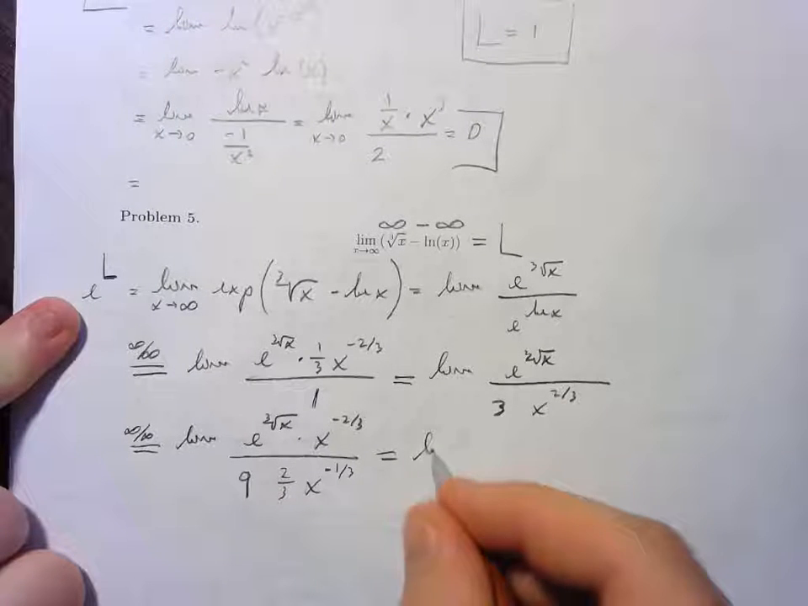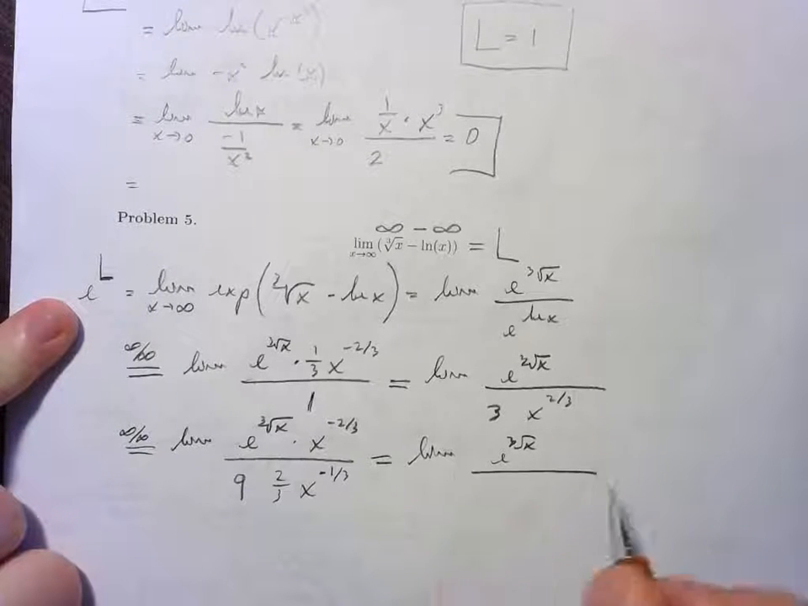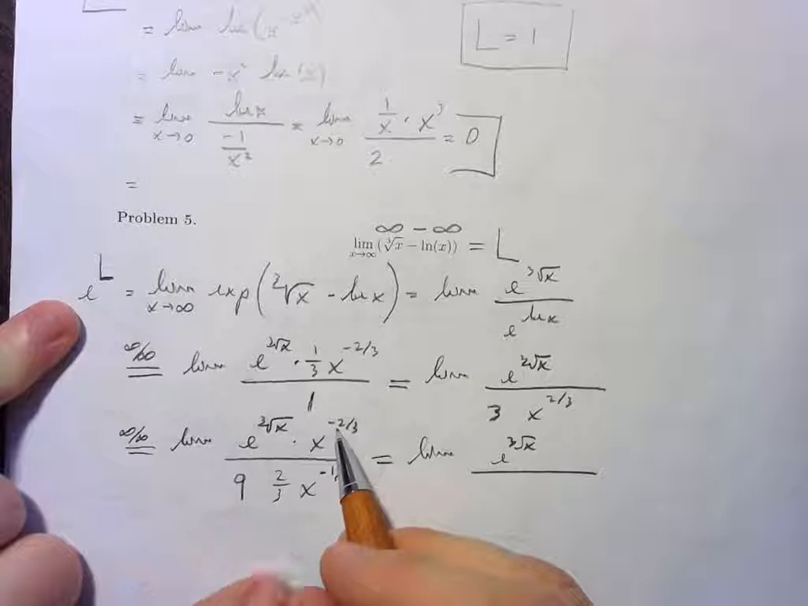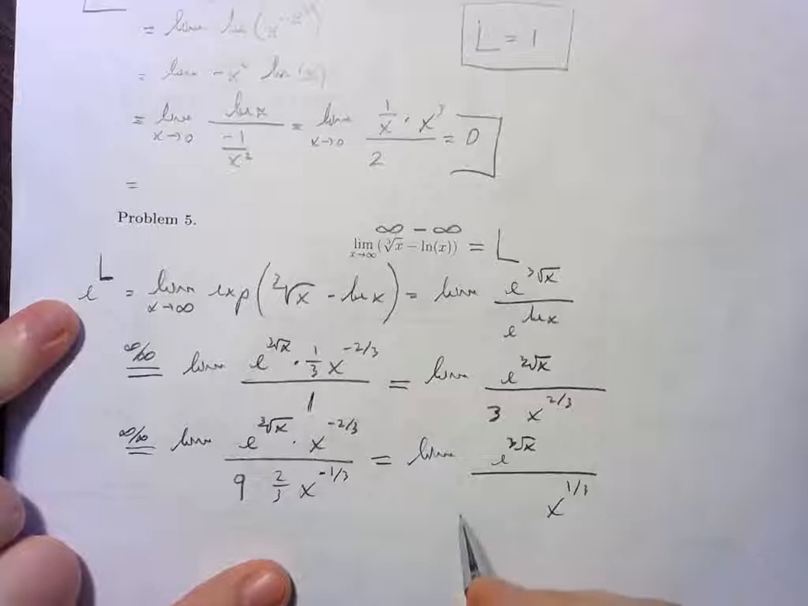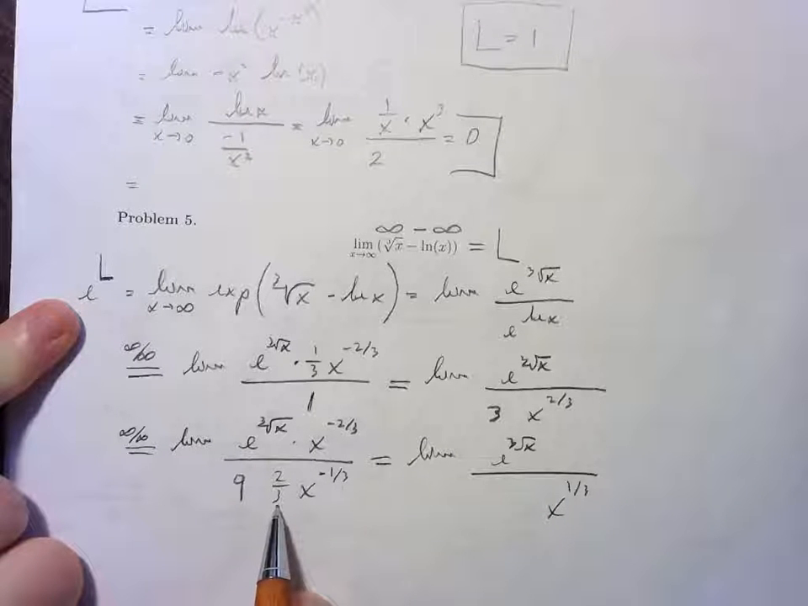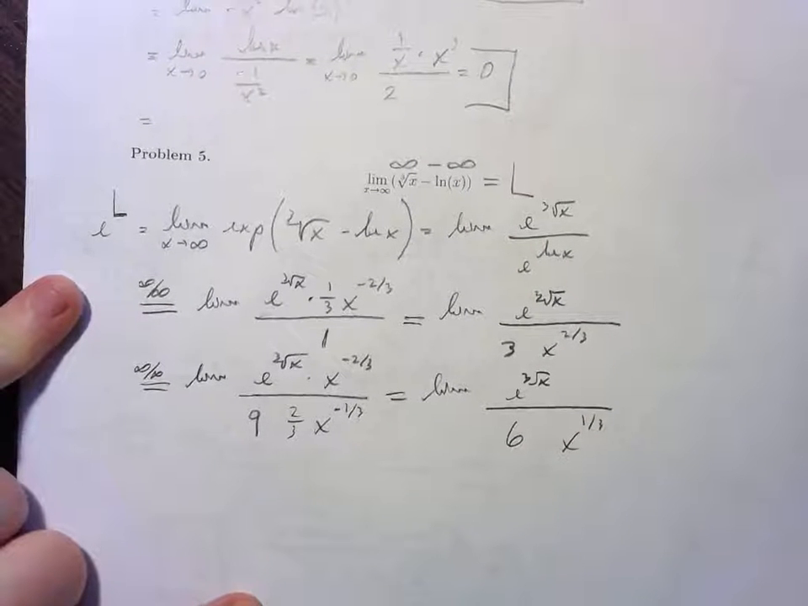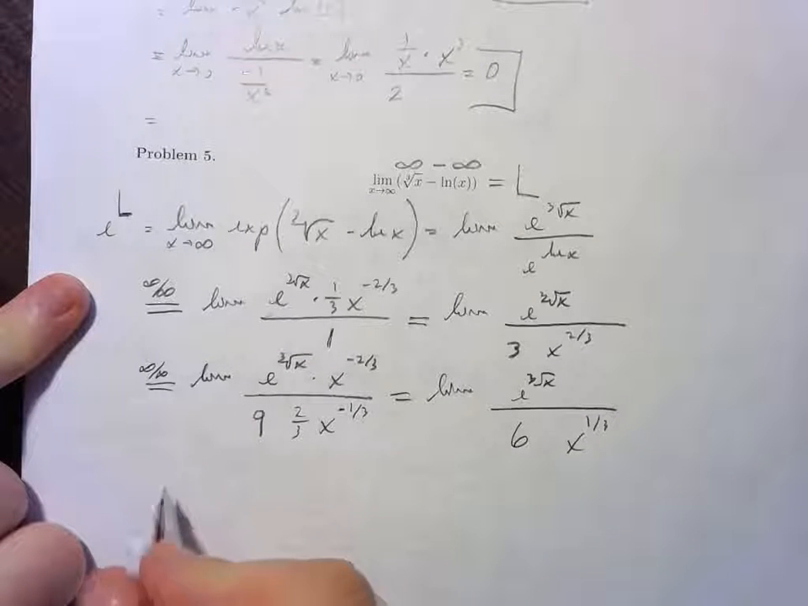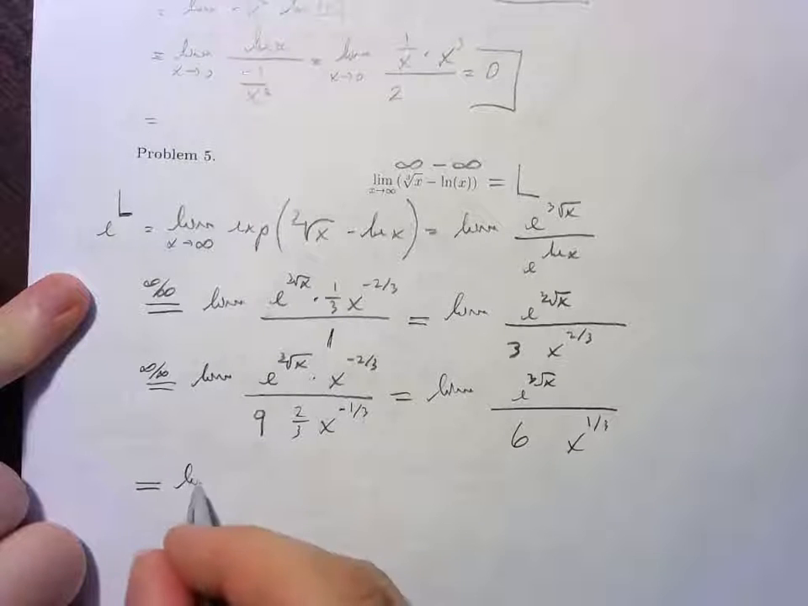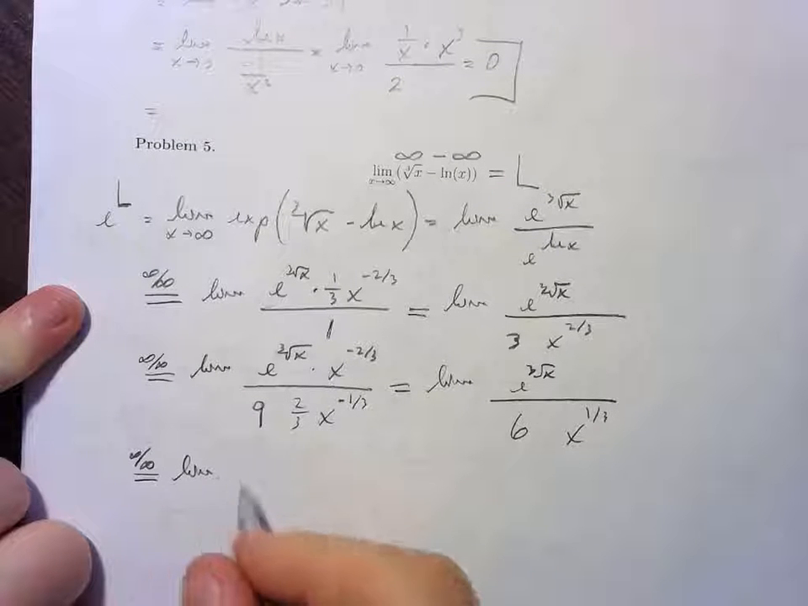Let me simplify this a little bit. So I have the limit. I have e to the cubic root of x on top. Bring this in the denominator. So it becomes positive 2/3 minus 1/3. It becomes x to the power just 1/3, which is the cubic root. And then I have 9 divided by 3 is 3. 3 times 2 is 6. Okay, so far so good. But now, again, it happens that the top and the bottom go to infinity as x approaches infinity. So I have to apply it one more time. And hopefully this time it'll work.